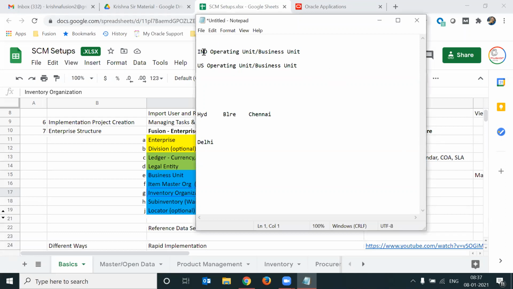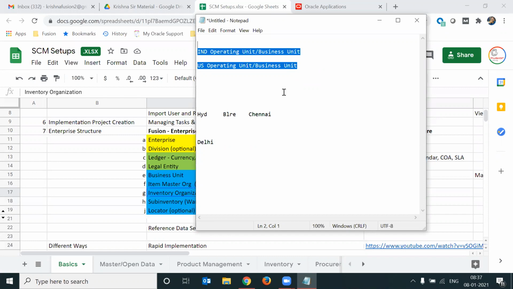Okay. And so this is how the client prefers to create the operating units or business units, like India business unit, US business unit, Canada business unit, and Australia business unit. So this is the regular way of creating the business units in the projects.